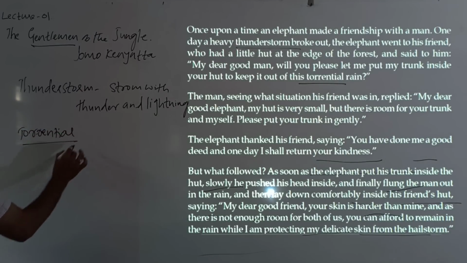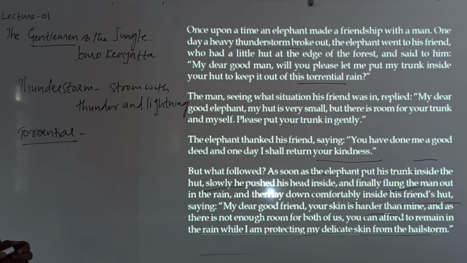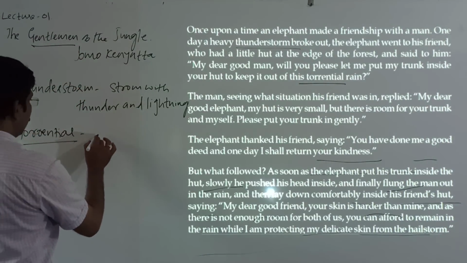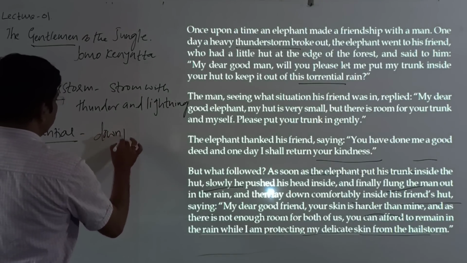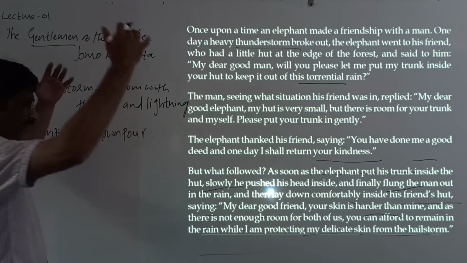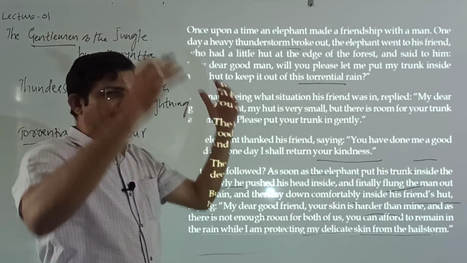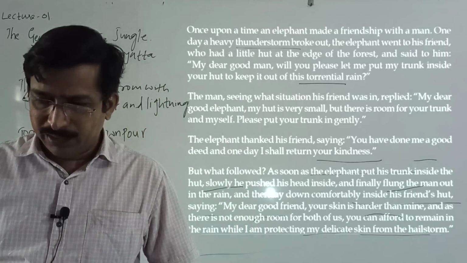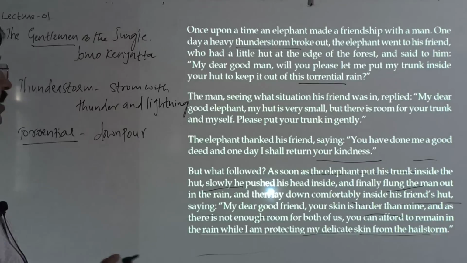Torrential, in the sense of a downpour of rain. It's a downpour. Heavy rainfall. Torrential, heavily falling down. Downpour. Torrential, it is called. Okay, downpour of rain. It's concerned with rain.